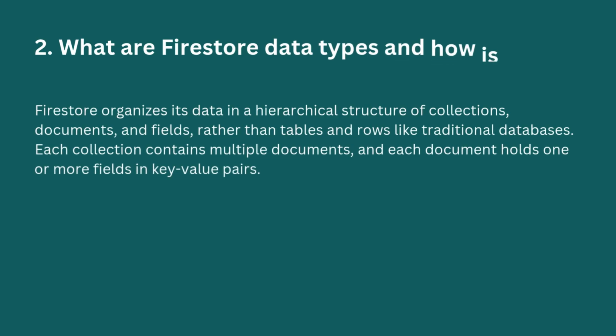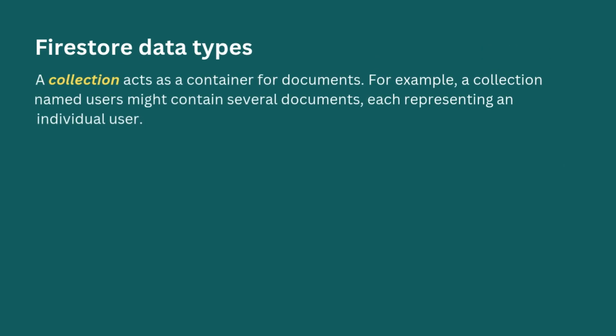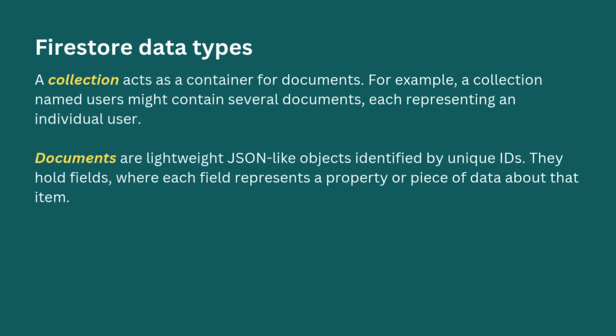Question number 2. What are Firestore data types and how is data structured? Firestore organizes its data in a hierarchical structure of collections, documents, and fields, rather than tables and rows like traditional databases. Each collection contains multiple documents, and each document holds one or more fields in key-value pairs. A collection acts as a container for documents. For example, a collection named users might contain several documents, each representing an individual user.